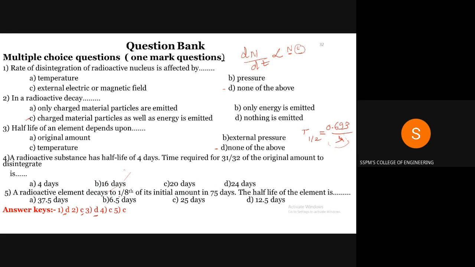A radioactive element decays to 1/8 of its initial amount in 75 days. The half-life of the element is? These two examples we will solve and find the answers. The answer given here is C, 20 days. For the fifth one, the answer is again C, that is 25 days. So this is all about the theory part. Now let us try to solve at least one example based on the points that we have discussed.